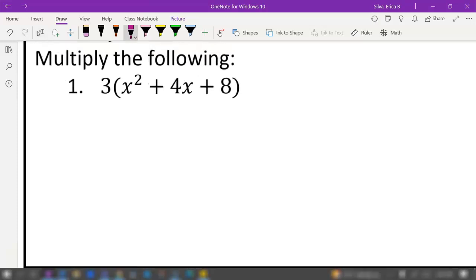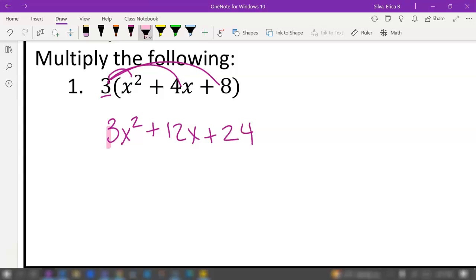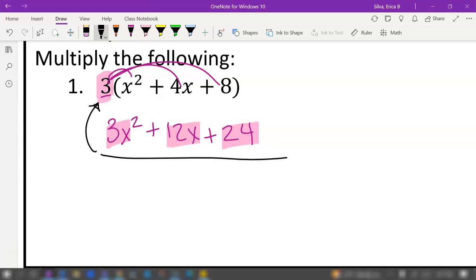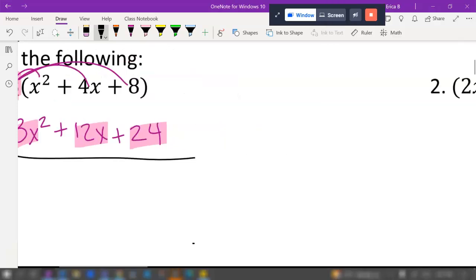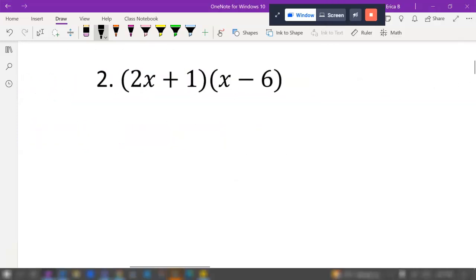So first, we're going to multiply this 3 on the outside to every term on the inside. So this gives us 3x squared plus 12x plus 24. Notice how each one of these is divisible by 3 because we multiplied it by 3. Today we're going to work backwards. We're going to go from this form to factoring out the GCF, the number that we initially applied. Let's look at the next problem.